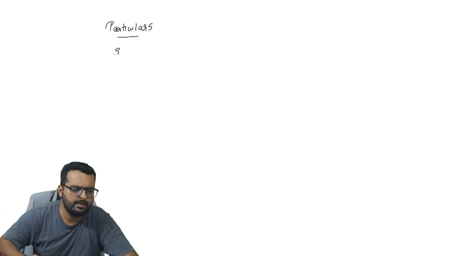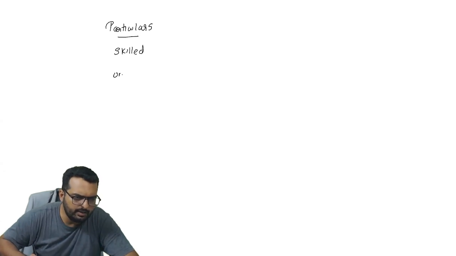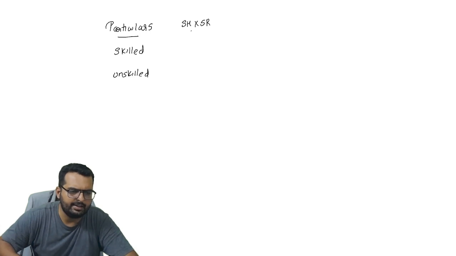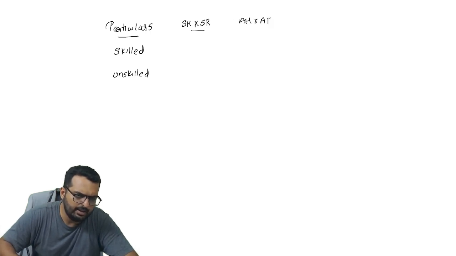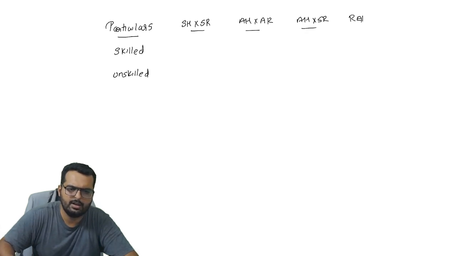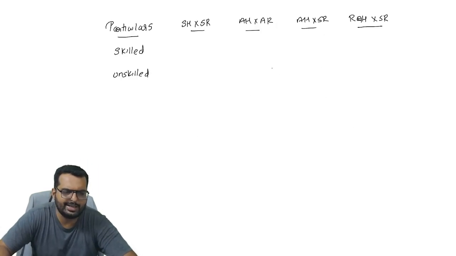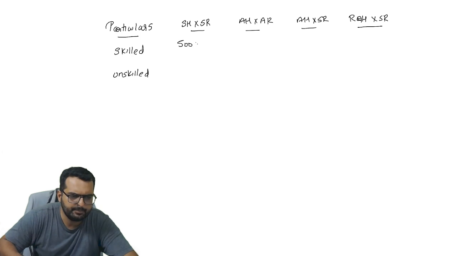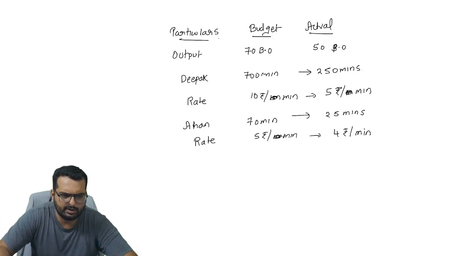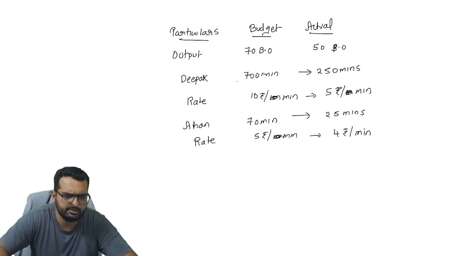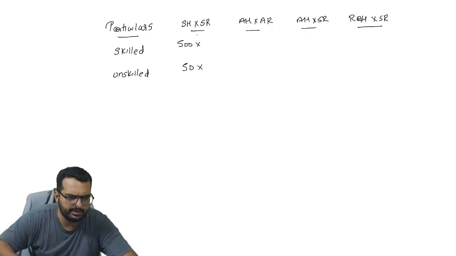Particulars. You have skilled and then you have unskilled. SH into SR, AH into AR, AH into SR, RAH into SR. So friends, now when you talk about SH, 50 into 10 minutes will be 500. Then the other fellow is 1 minute, right? So 50 into 1 minute will be 50. And what was the standard rate? 10 rupees and 5 rupees, right?